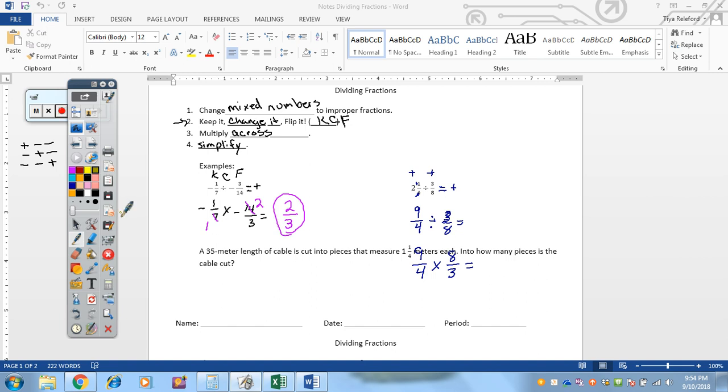Now it's multiplication, you can simplify. Can I simplify 9 and 3? Yep. 9 divided by 3 is 3, and 3 divided by 3 is 1. Can I simplify 8 and 4? 8 divided by 4 is 2, and 4 divided by 4 is 1. Now you have 3 times 2, 1 times 1, and your last step is to simplify. Any number over 1 is just itself.